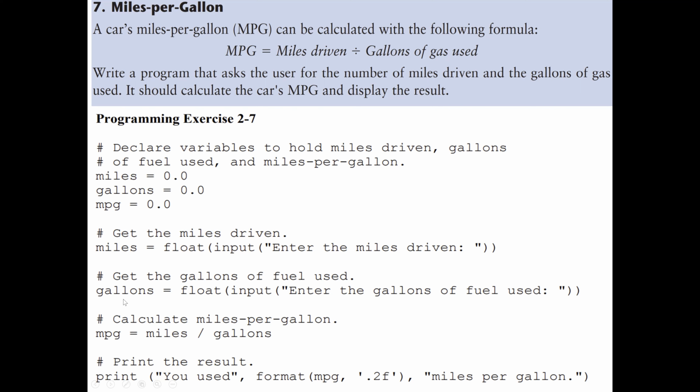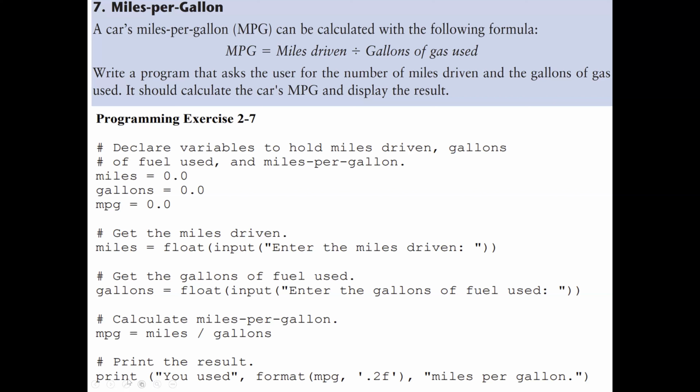Then we get our second data, which is to get the gallons of fuel used. So we're going to have instruction telling the user to enter the gallons of fuel used. We convert the input also to float, and we store it in a gallons variable. Now we have our two data that we need, our two inputs. We can calculate the miles per gallon by dividing the miles by gallons, and that will give us the miles per gallon. So we need to print our result, which will be our output.